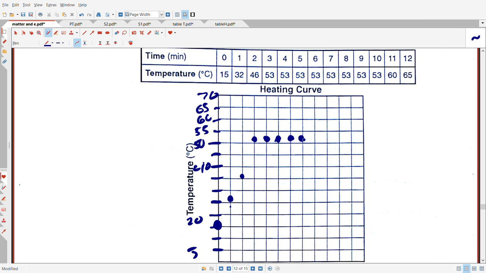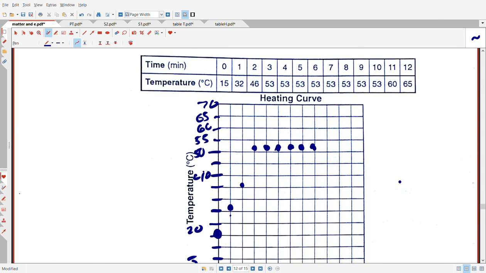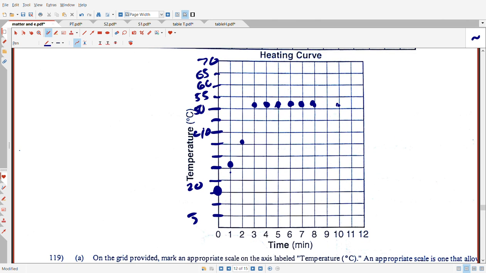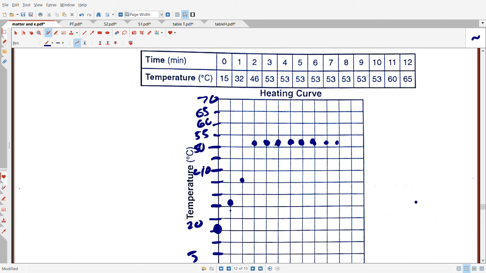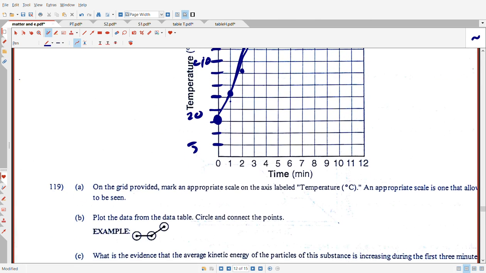If you notice, I don't even know if I'm at 7 now. I'm at 8. All the way through 10, it's the same line. And then 11 went to 60. And 12 went to 65. There you go. There's my graph. I didn't do a good job connecting it, but that's all right. I just graphed it. Plot the data.